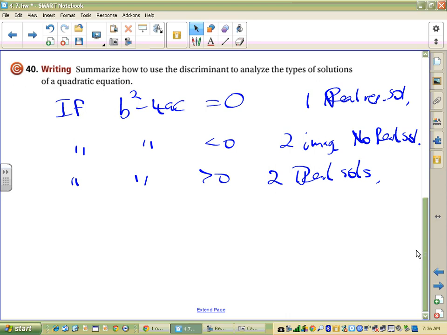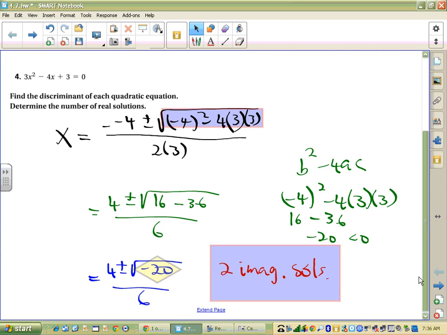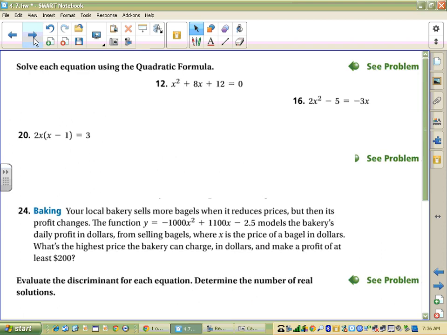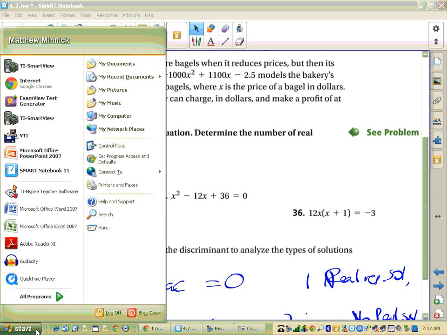Hopefully I have enough time here to take a quick look at the bakery problem one, the one with the bagels. X is the price of bagels. They want to know the highest price the bakery can charge and make a profit of at least $200. Y is the daily profit.